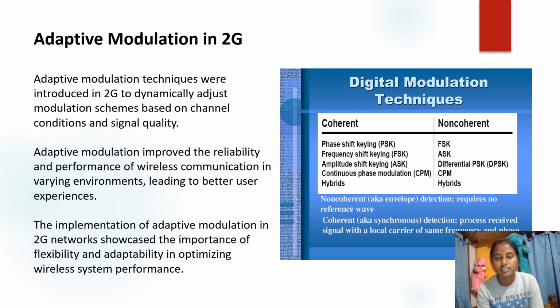Digital modulation techniques are coherent and non-coherent. In the coherent, we can see the phase shift keying, frequency shift keying, amplitude shift keying, continuous phase modulation, and hybrids. In the non-coherent, FSK, ASK, differential phase shift keying, CPM, hybrids. FSK stands for frequency shift keying, ASK stands for amplitude shift keying. Non-coherent detection requires no reference wave. Coherent detection processes the received signal with a local carrier of the same frequency.